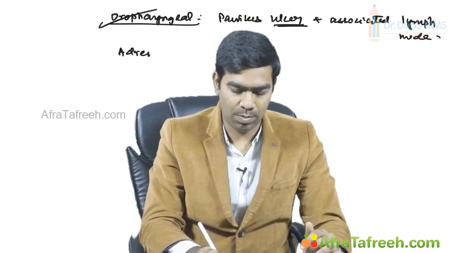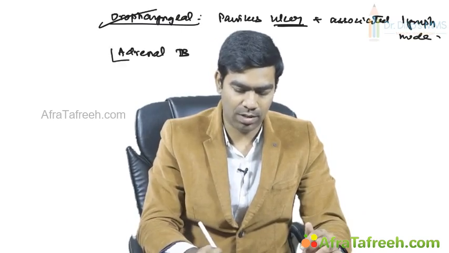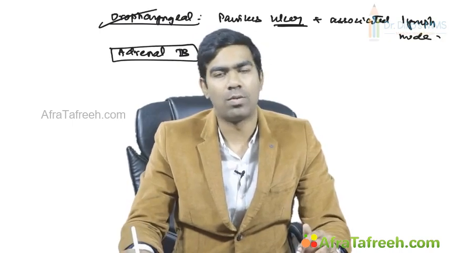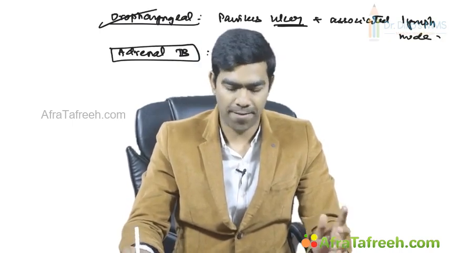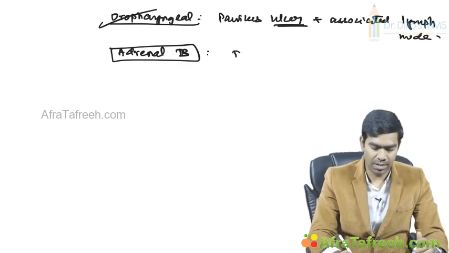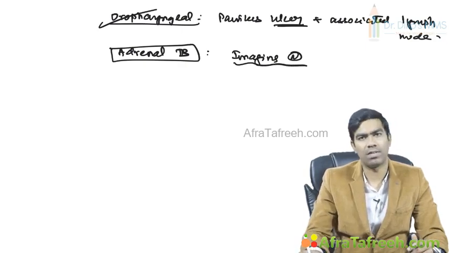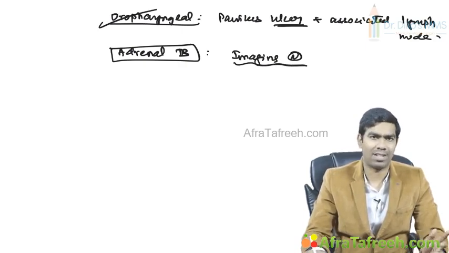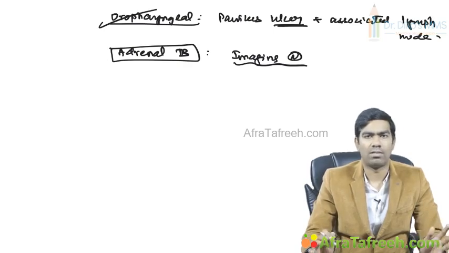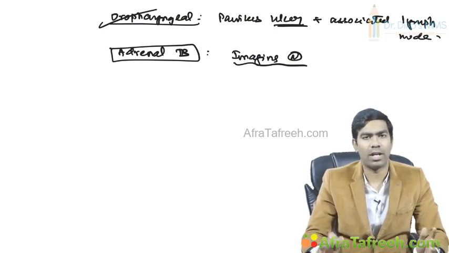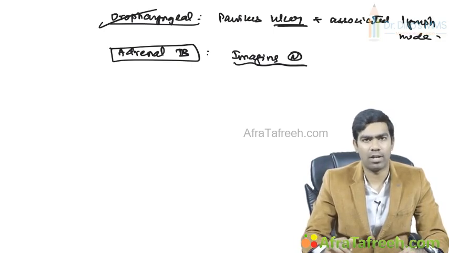Next, adrenal gland tuberculosis. Remember, sarcoidosis does not involve the adrenal gland, whereas tuberculosis is going to involve your adrenal gland. So many times imaging will be normal in adrenal TB. Many times usually your imaging will be normal. It is the high degree of suspicion that you will need to make a diagnosis of your adrenal gland tuberculosis.